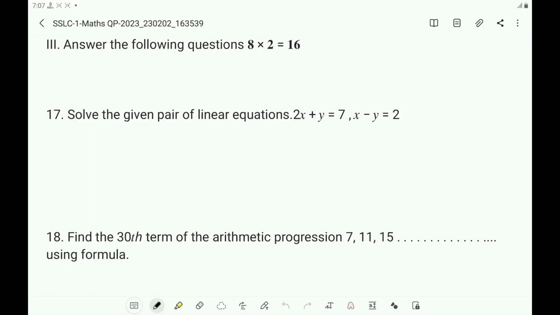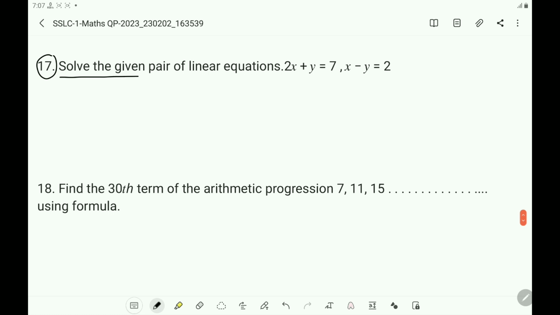Children, it is the next part of the Mathematics Model Question Paper 2023. Now you take the third main, that is, answer the following questions. 2 marks questions, 8 questions are there. Total is 16 marks. Now you take the 17th question.